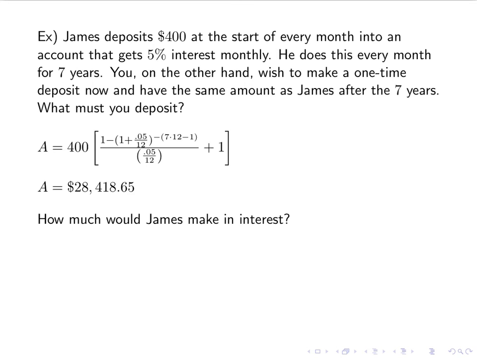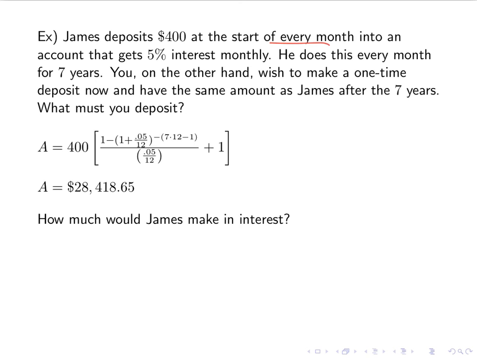The next part of this question is, how much would James make in interest? In order to find out how much James makes in interest, I need to know his S and his P. So his P, his present amount, is going to be the R times M times T. He's putting in $400 every month for 7 years, so 400 times 12 times 7. What he gets out is S, which we haven't found yet. So I need to figure out S using the same equations as before.